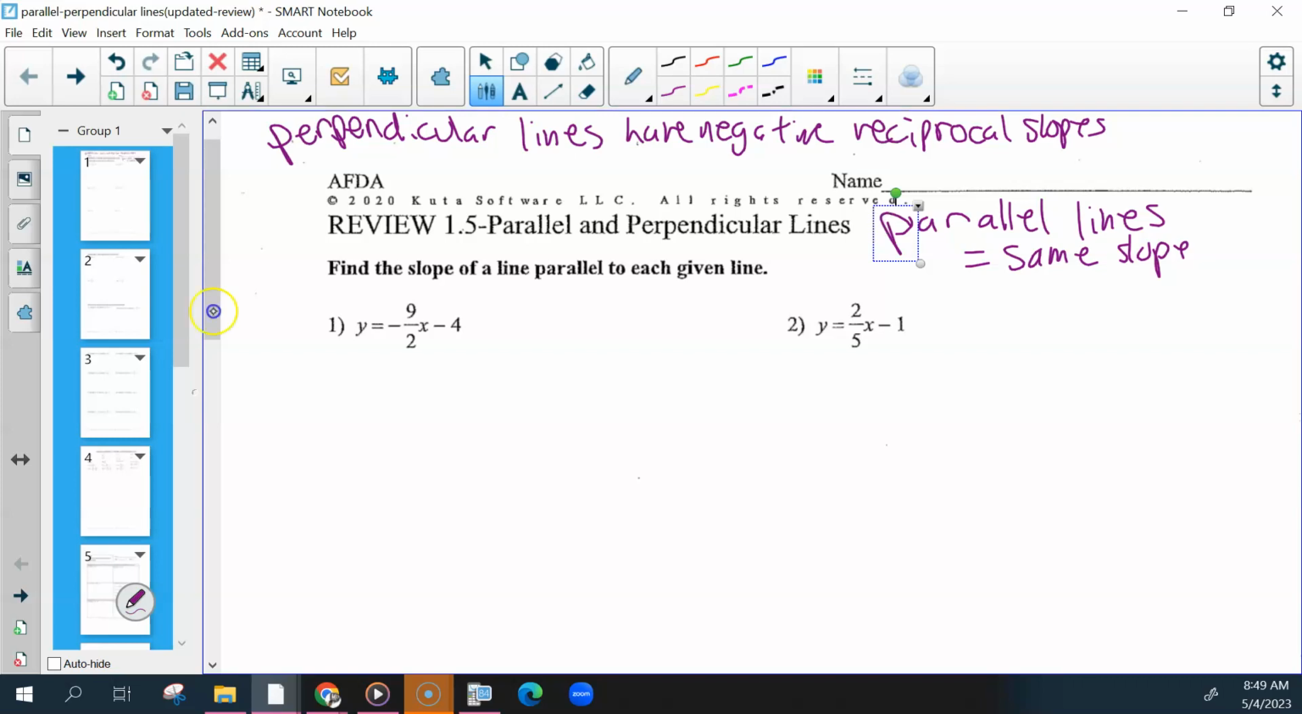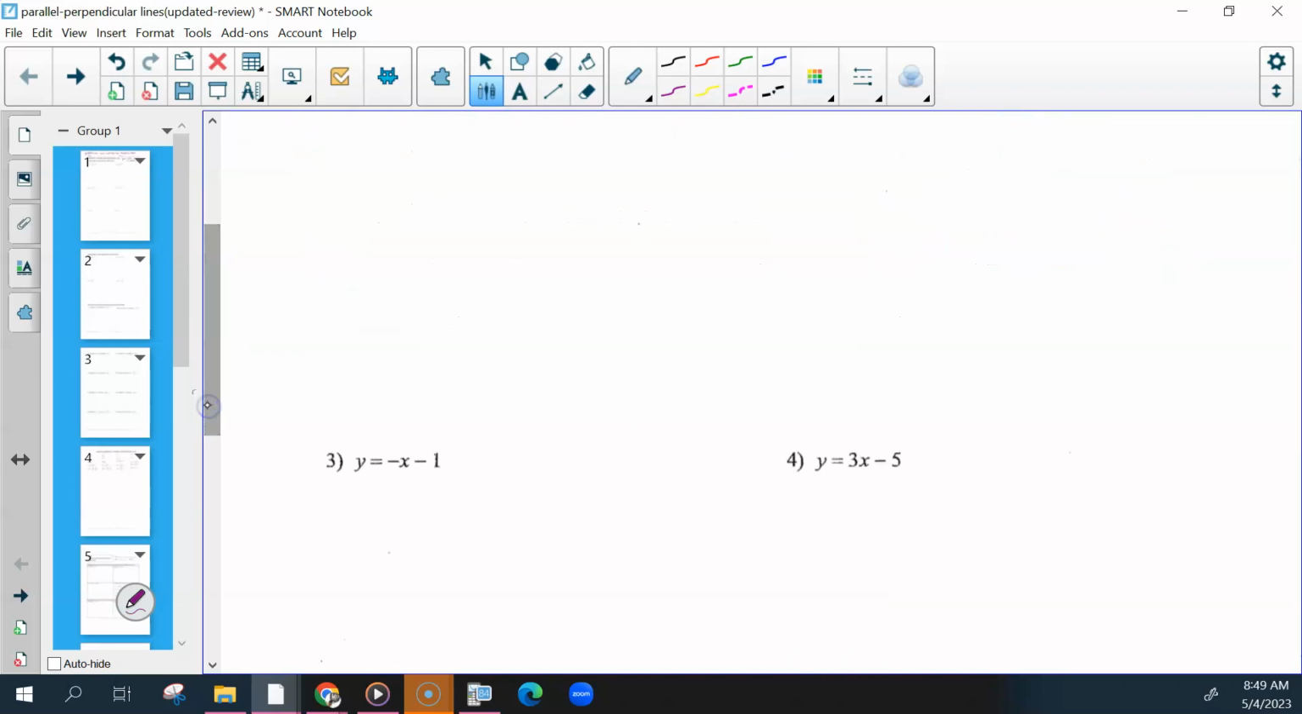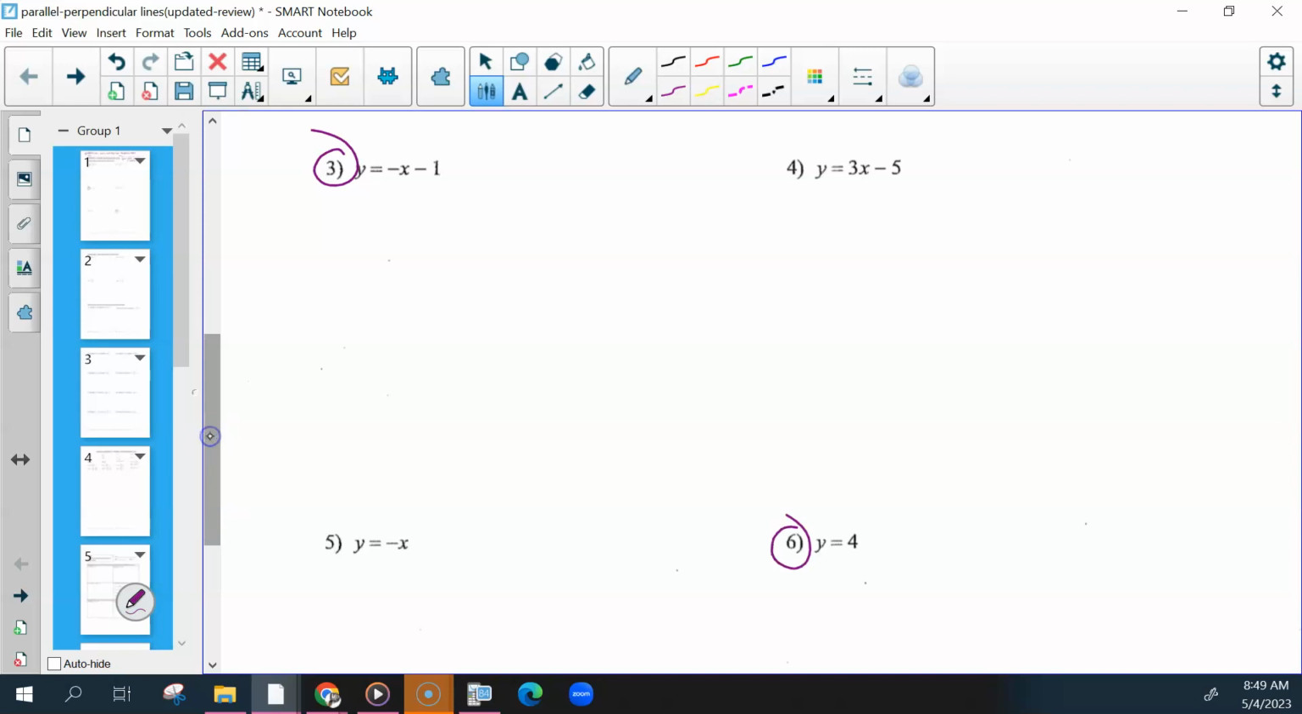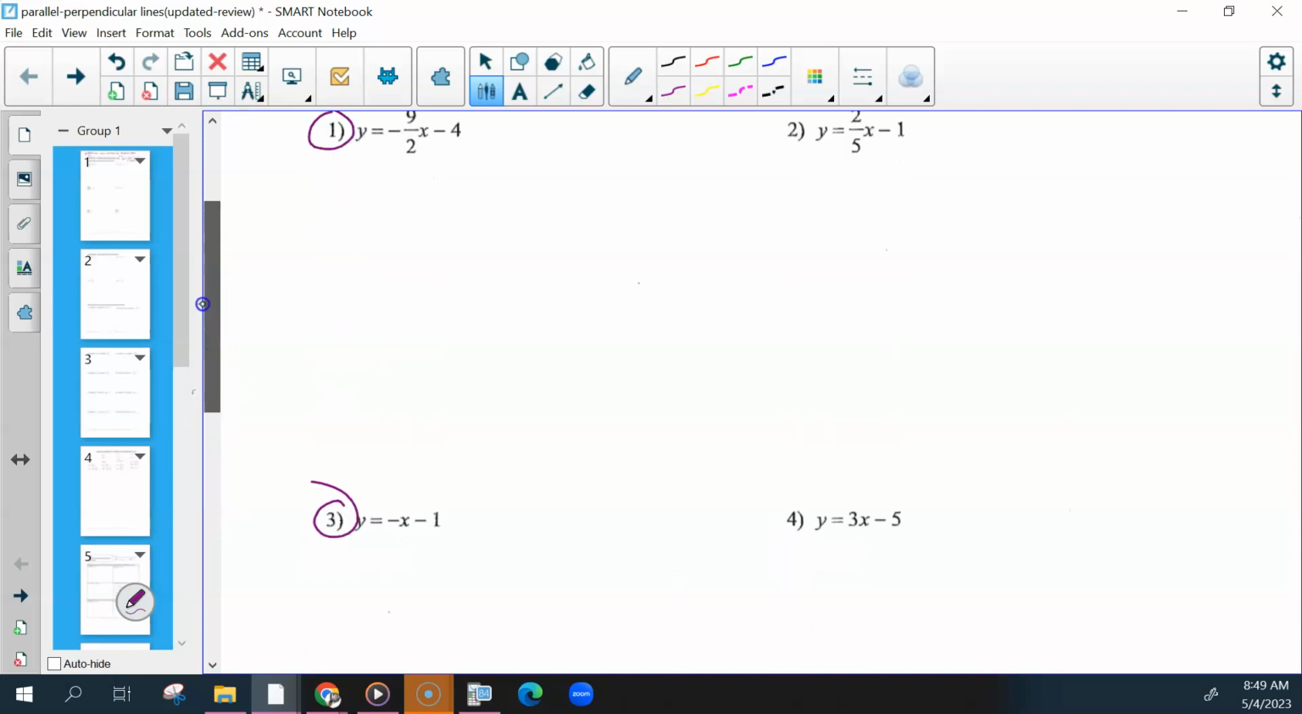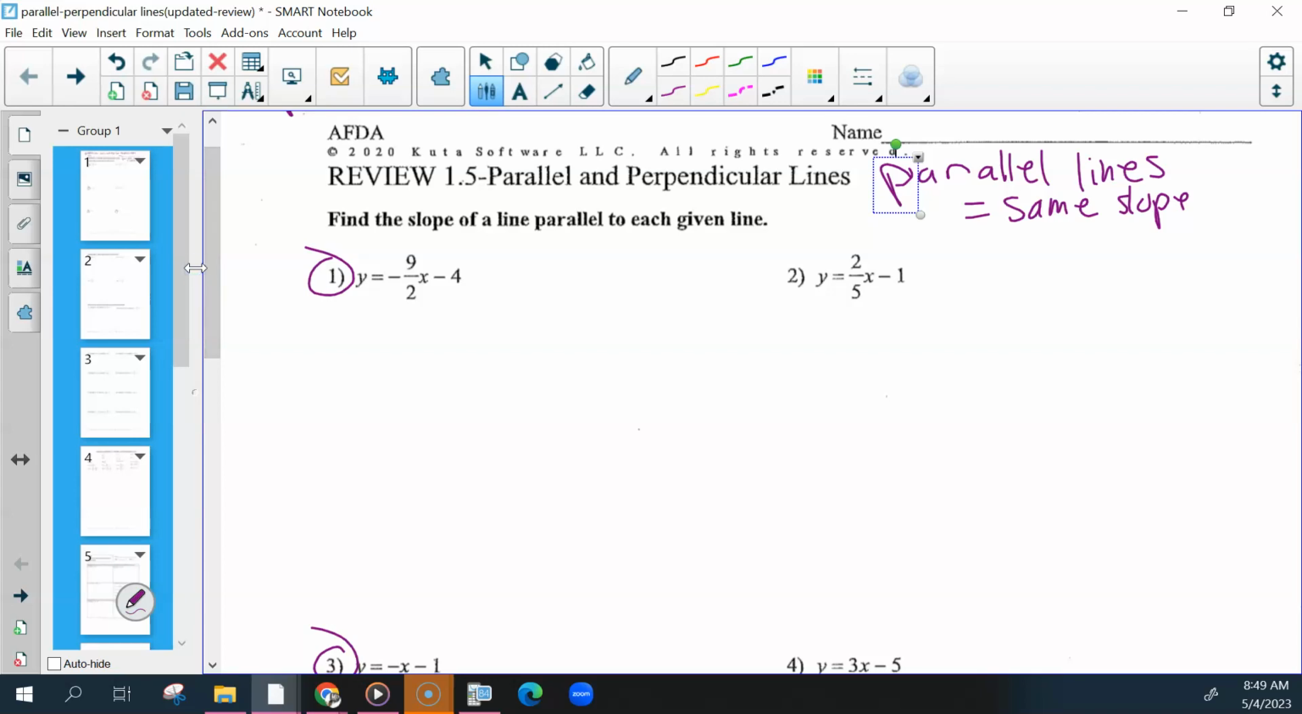Alright, so in the first section, find the slope of a line that's parallel to each of the given lines. Which of those do we want to see? Do go over review. 1, 3, 6. So number 1, if the slope is parallel, it has to be the same. So what would the slope of a parallel line be for number 1?